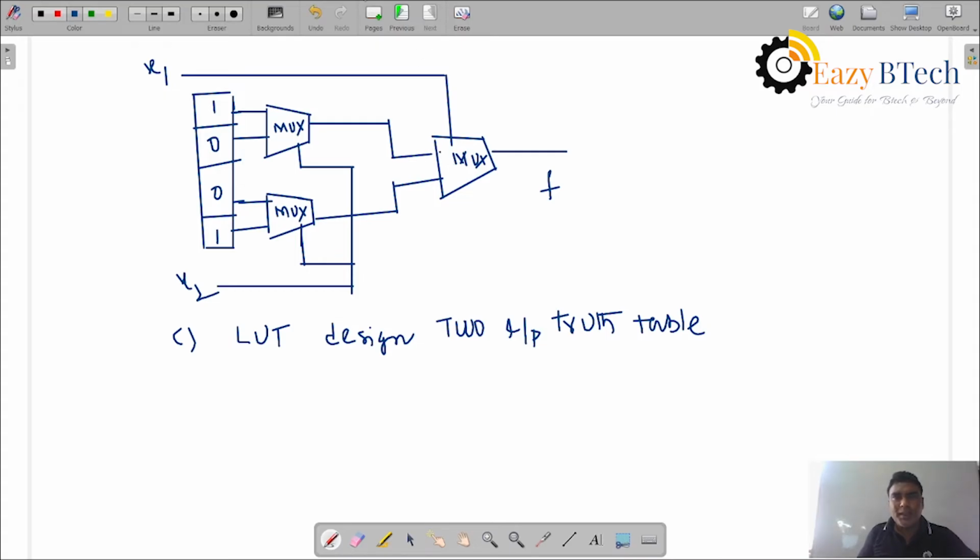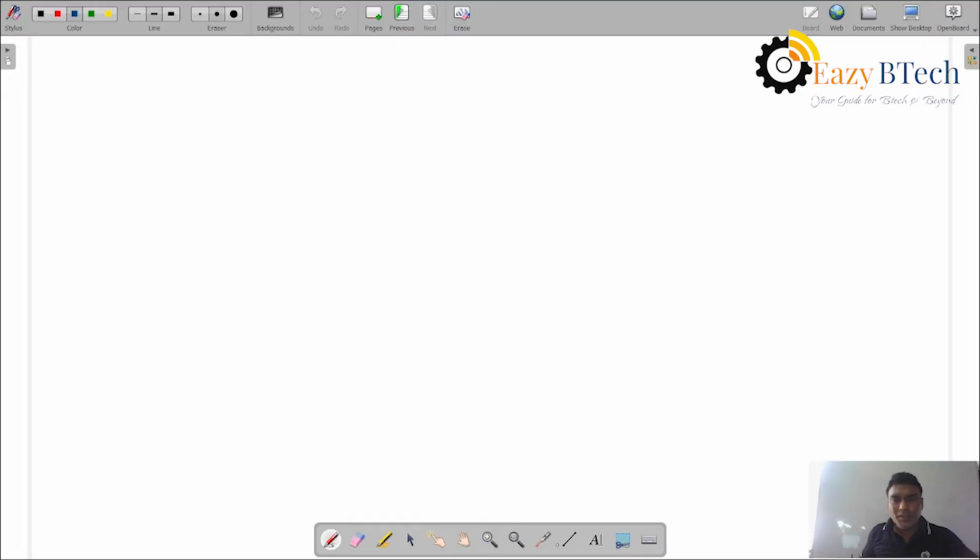So let us take the 3 input. Okay, a 3 input adder. Let us design the 3 input sum adder. Only let us take the sum value.